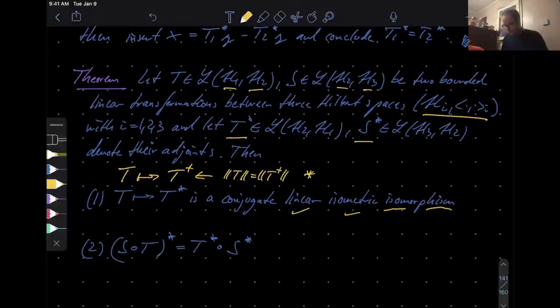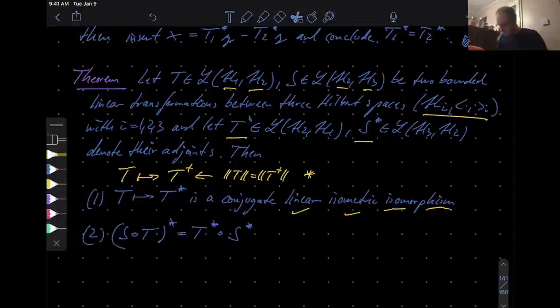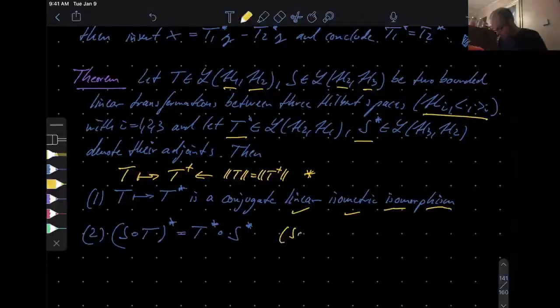Now, the second property, that's very much what you have for the dual transformation. If you look at this composition S and T, and you compute the adjoint thereof, then you can just compute the individual adjoints and then compose them in the reversed order. The dual transformation satisfies formally the same thing. Formally the same thing.